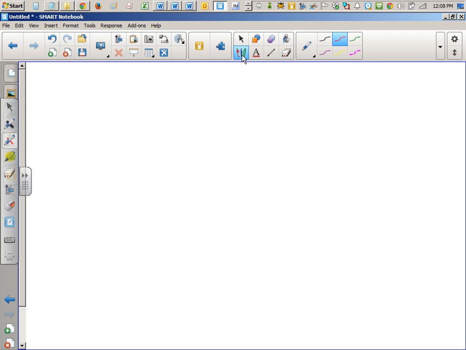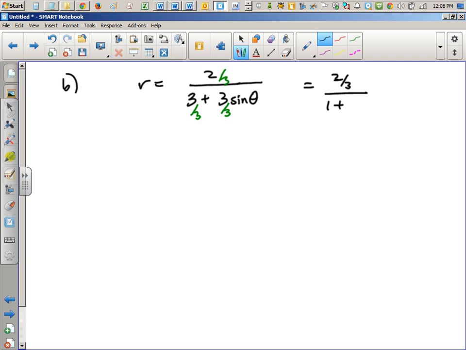Let's try another one. B, how about this one? R equals 2 over 3 plus 3 sine. Okay, so you divide everything by 3, just so you can see the eccentricity. And you can see there's a 1 there that nobody would ever write, but it's there. So my eccentricity is 1. What kind of conic is that? That's a parabola, right.